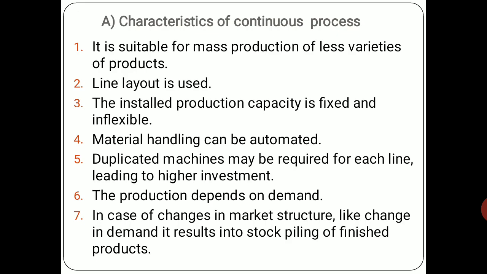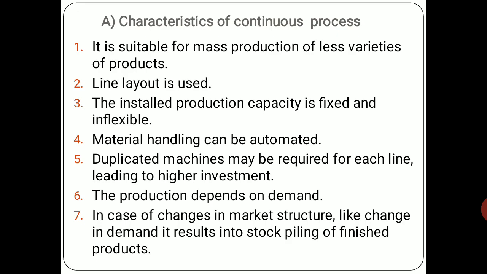Duplicated machines may be required because there may be a number of lines that may be working at a time, right? Suppose a product may be produced by number 1 line also, number 2 also, number 3 also, and likewise. That means there may be so many duplicated machines which may be required for each line. The production depends on demand.